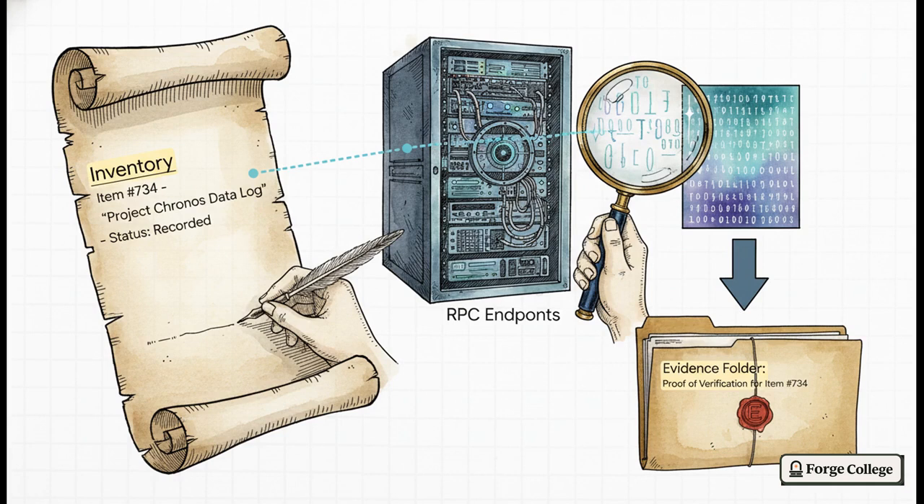And here's a pro tip for you. Always verify using independent RPC endpoints. That means querying the blockchain directly through an outside server, so your local computer doesn't trick you with cached data. You run a concrete read operation and capture that proof straight into your evidence folder.